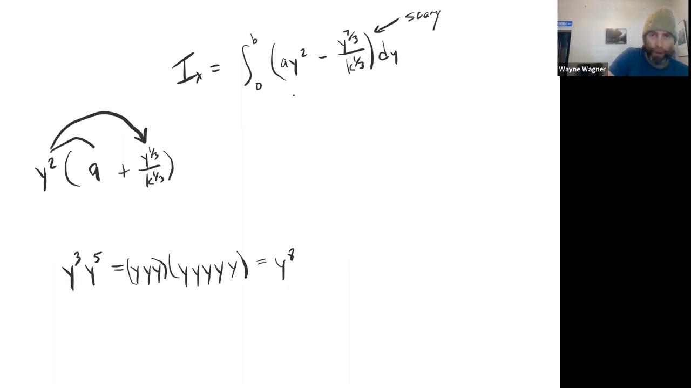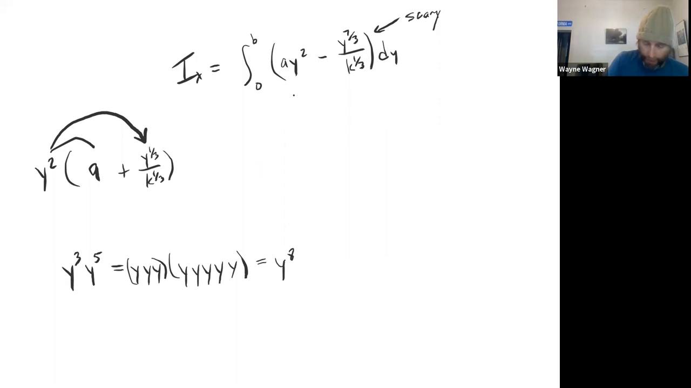So I've got a 2 and I've got a 1/3. If I add those, I get 2 and 1/3. So I end up with y to the 2 and 1/3. But I don't really want to deal with y to the 2 and 1/3, so I converted that to 7/3. Okay, so that's where it came from.